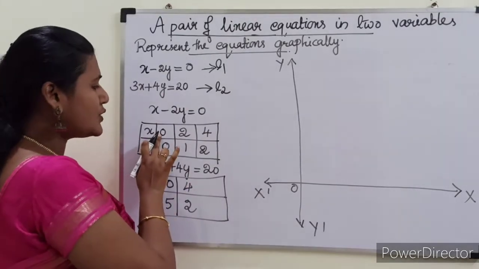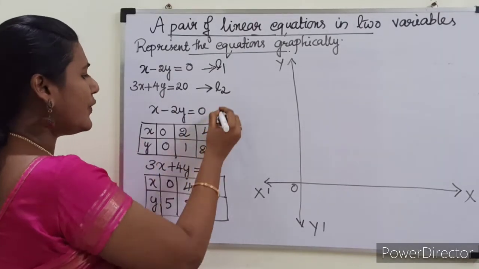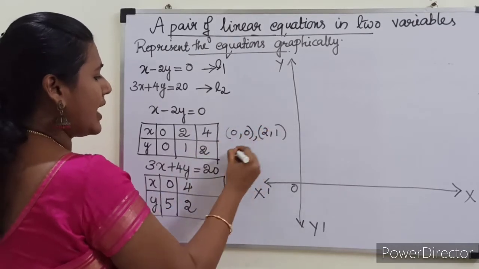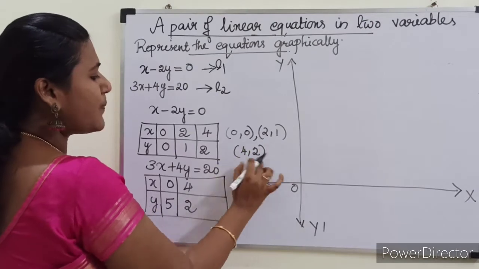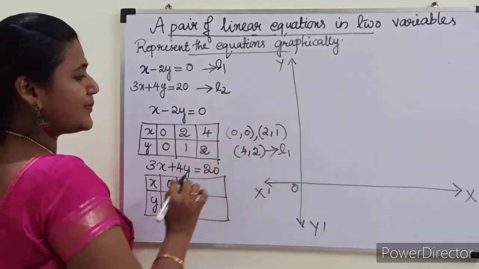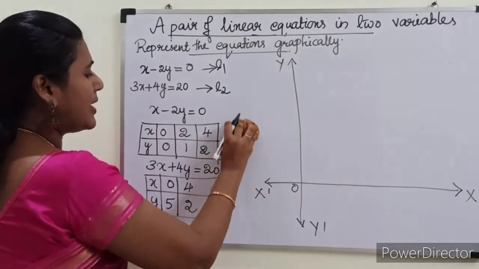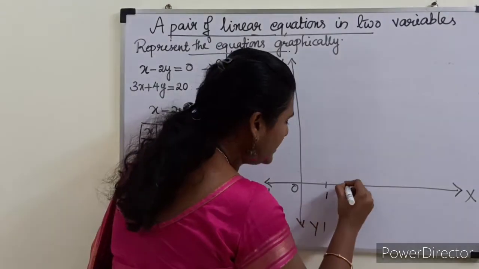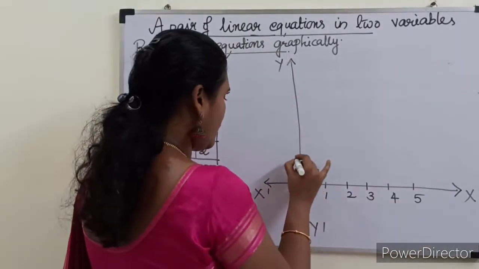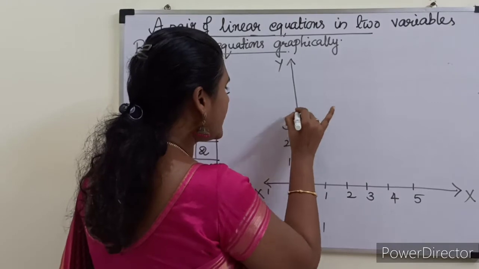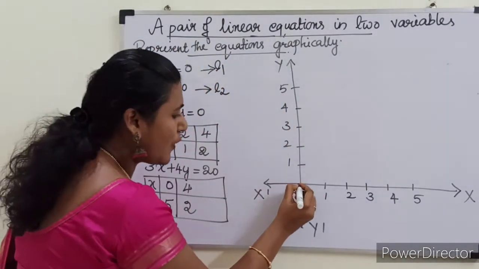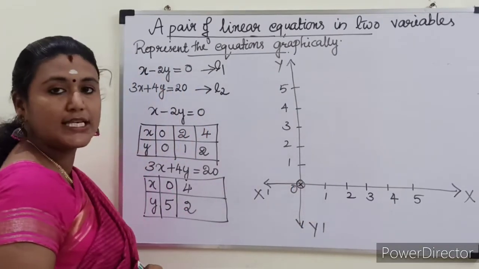So first we are going to draw this equation. Here if you see the points (0, 0), (2, 1) and (4, 2), all these points will lie on the line L1. So we are going to first plot these points now. So we'll mark the points here 1, 2, 3, 4, 5. So the first point is (0, 0).